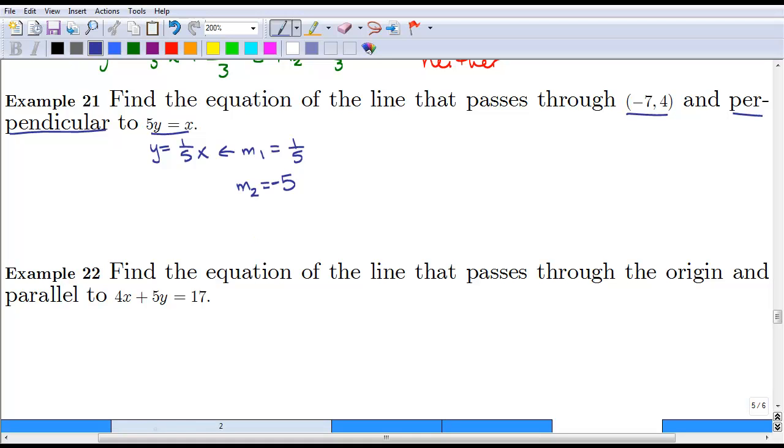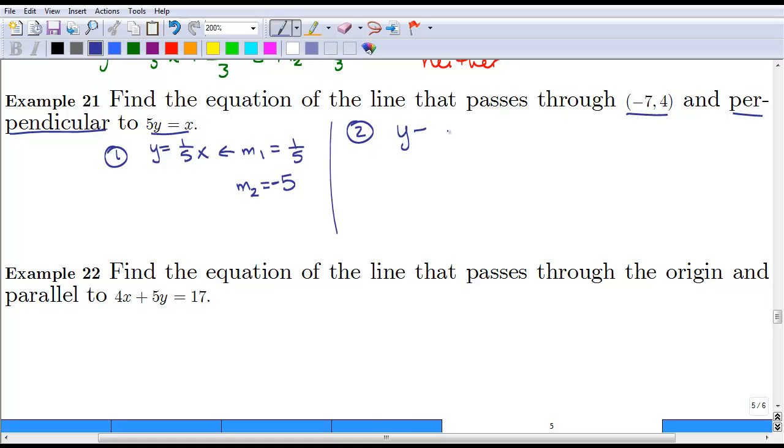And this is the step that a lot of students forget about. We need to make sure that when it's perpendicular, we take the negative reciprocal of the first slope. So this is our first step. Second step is we're going to use the point-slope form. So we're going to say y minus our y1, which was 4, equals our slope, negative 5, times x minus our x value here, which is negative 7.